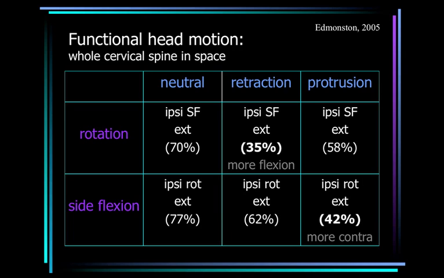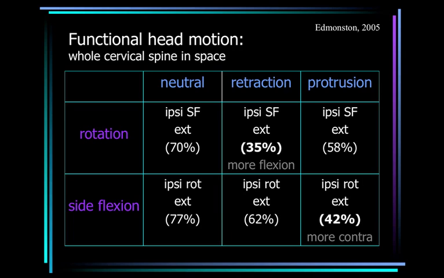So if you look at rotation and side bending, and if you look first in neutral, your tendency when you rotate is to ipsilateral side flex and to extend. So most people, when they rotate to the right, will tend to side bend to the right, and they will also tend to extend. And I think that's the pattern that we tend to see most often. And it occurred in 70%. So you have to remember that in 30% of normal subjects, this did not occur.